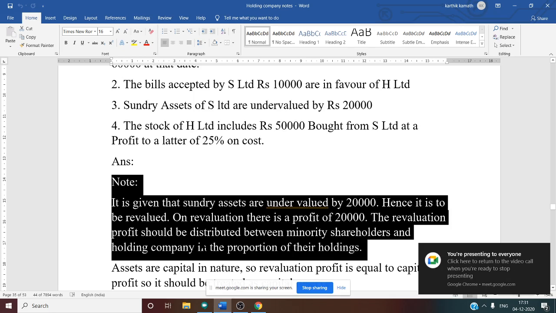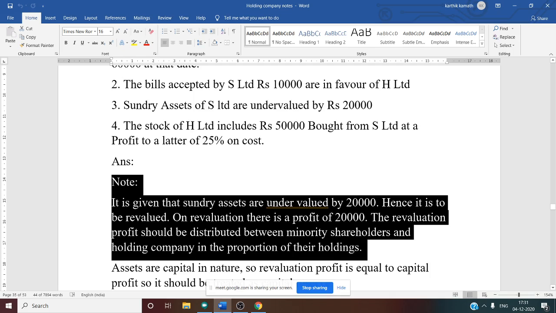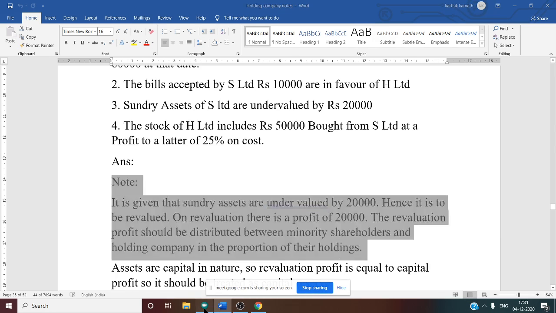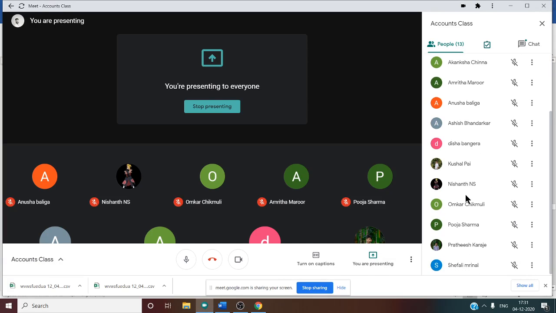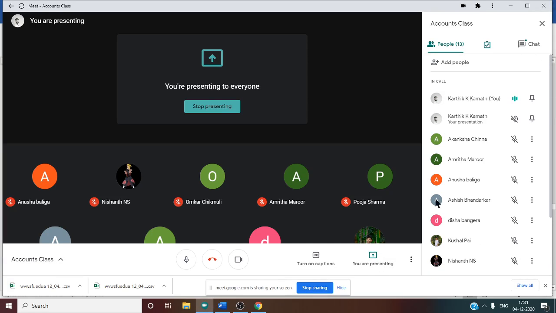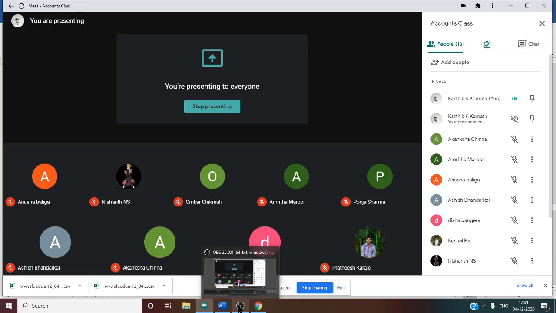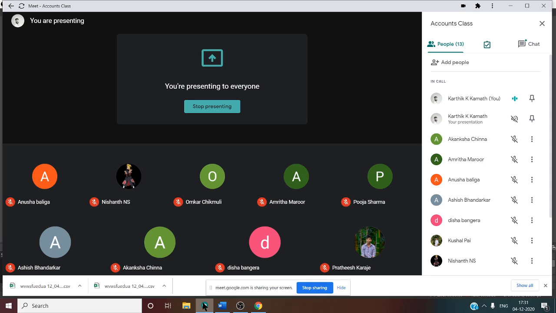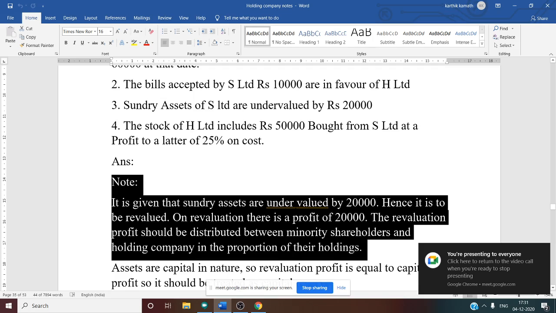The revaluation profit should be distributed between the minority shareholder and the holding company in the proportion of their holding. So what do you mean by holding company? Holding company is nothing but the majority shareholder or majority interest, and the other, the outsider, is known as the minority shareholder or minority interest. Yes.